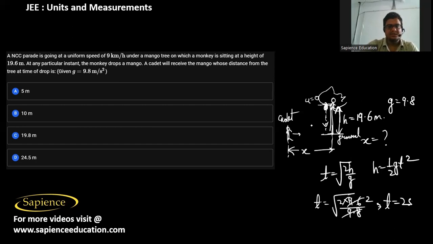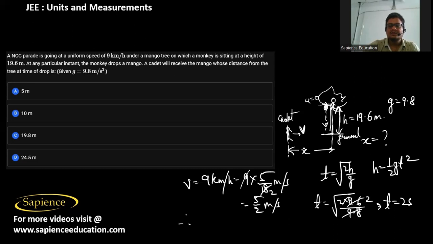The NCC cadet is going on with a uniform speed v. So v is 9 kilometer per hour, which is 9 into 5 by 18 meter per second, so that is 5 by 2 meter per second. Therefore the distance of the cadet from the tree when the mango is released by the monkey, that x, will be equal to v into t. So that is 5 by 2 into 2 meter, which is 5 meter.